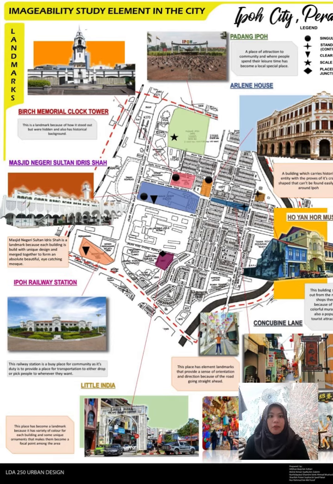Next we have Concubine Lane. This place has elements of landmarks that provide a sense of orientation and direction because of the road going straight ahead. Concubine Lane is located at Jalan Timah. Jalan Timah is just going straight, and thus it has a directional sense. It is also somewhat a back alley, since it's a narrow part of the road.